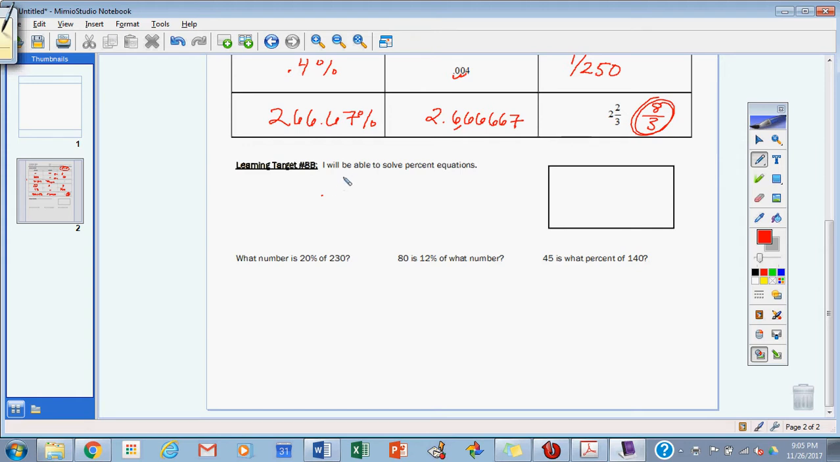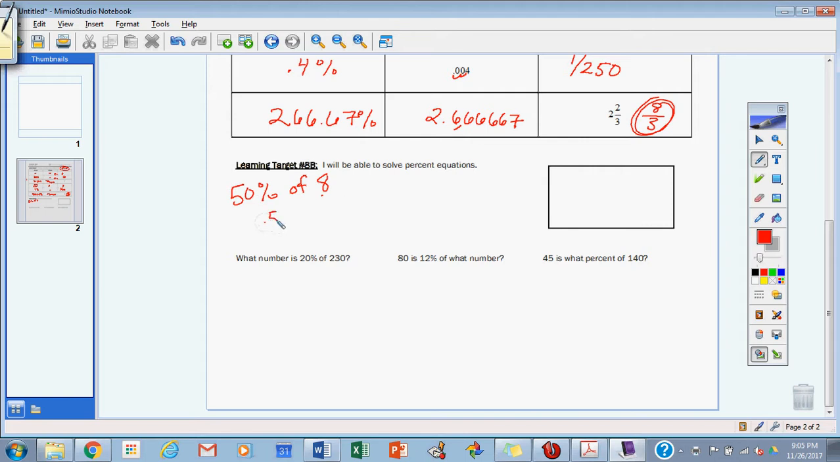All right, part 2 here is learning target 8B, solve percent equations. Now I want to make one comment right here: if I was teaching you today, if you can get these faster than using a proportion, that's fantastic. Like if I said to you right now, what is 50% of 8? I'm really hoping you don't have to go write an equation and go through the calculator and all of that. 50% of something is just half of something. So what would that mean?